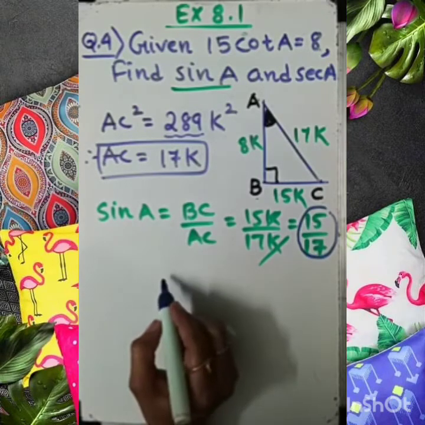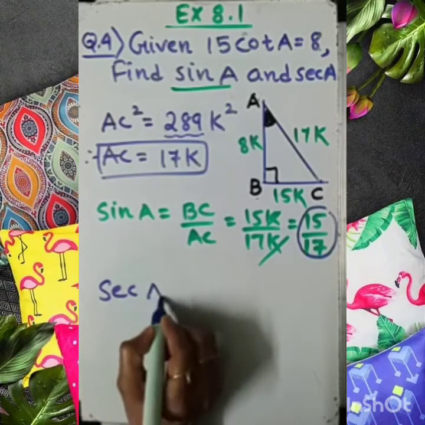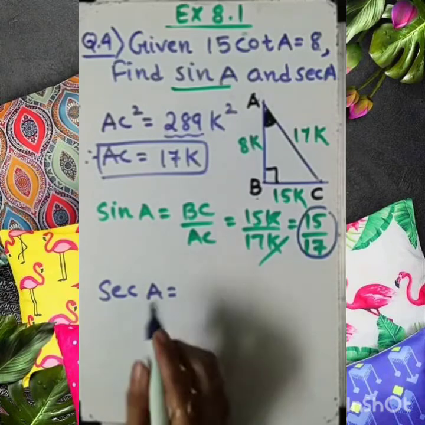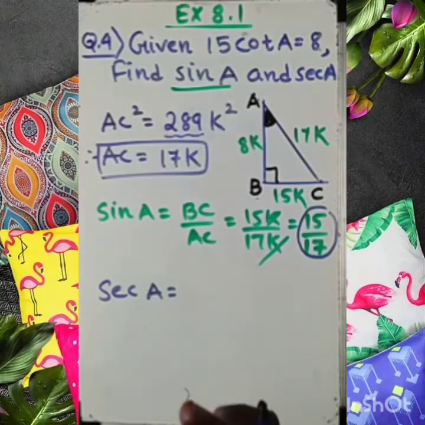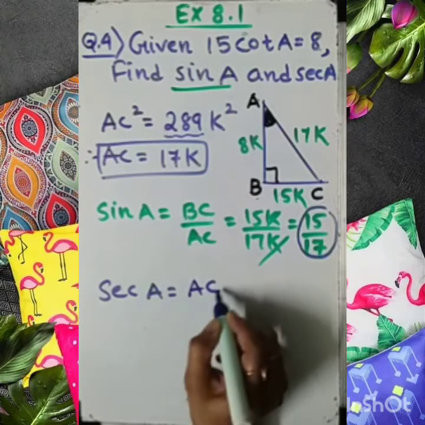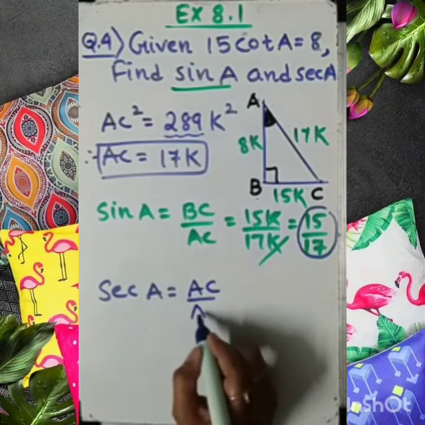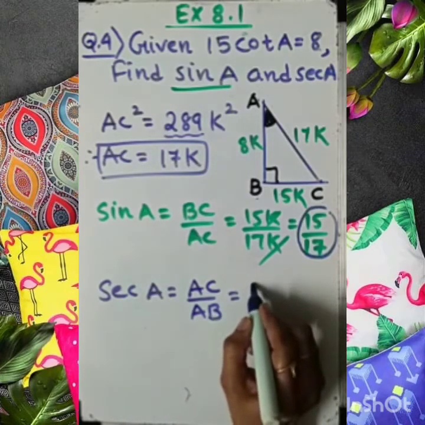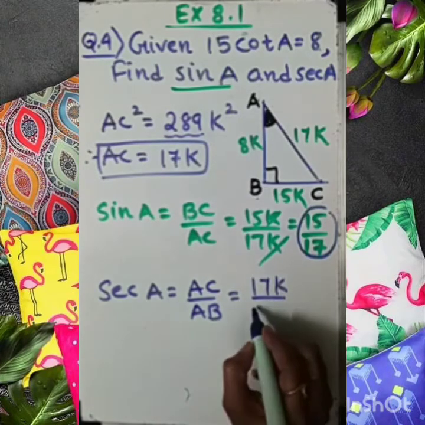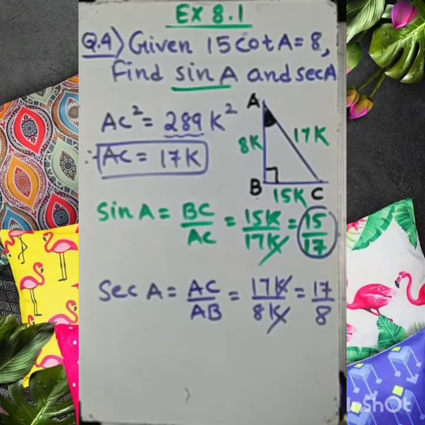Got it? Now we need to find sec A. My dear students, sec is H by B. Sec is the inverse of cos. According to this, AC is the hypotenuse. And what is the base? Base for this angle A becomes AB. So it should be very clear in your mind. Then only you will be able to write 17K upon 8K. K cancels, so the answer is 17 by 8. This is the solution of sec A. This is the complete solution over here.